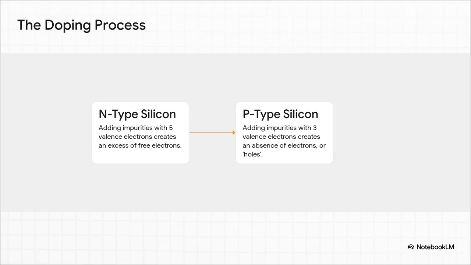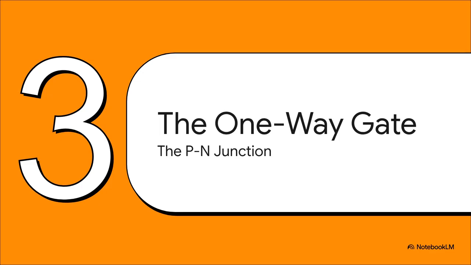We do this with a process that sounds kind of shady, but it's genius. It's called doping. To make N-type silicon, we add a tiny bit of an element that has 5 valence electrons. Now there's an extra electron that doesn't have a partner, a free agent ready to move. That N stands for negative. Or we can do the opposite and add an impurity with only 3 valence electrons. Now there's a missing electron, a gap. We call that a hole. And since it's the absence of a negative electron, we treat it like a positive charge. That's P.